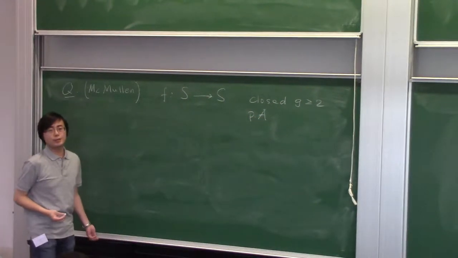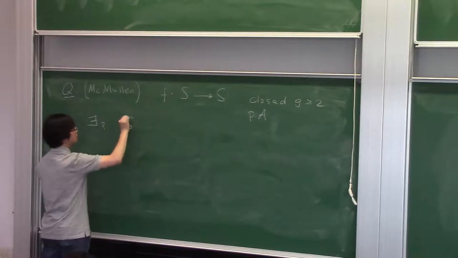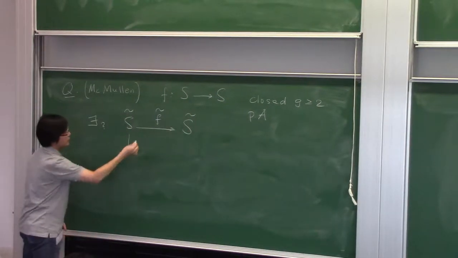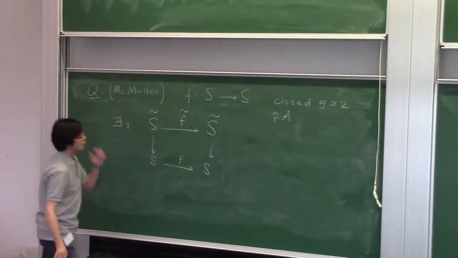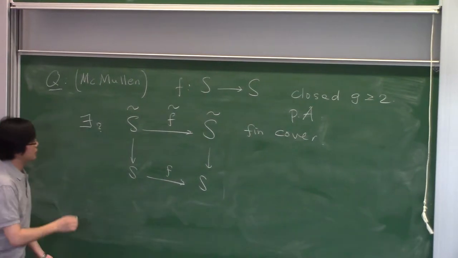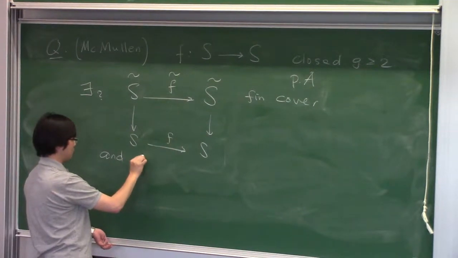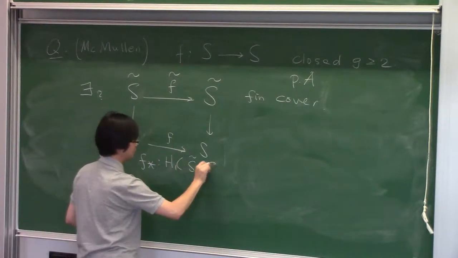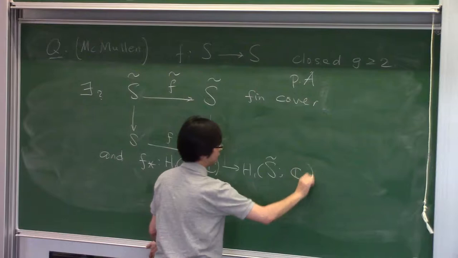Then the question here is whether or not you can find some finite cover of S such that F lifts to be an automorphism of the covering space. And moreover, the requirement is that the induced action on the homology has some eigenvalue outside the unit circle.